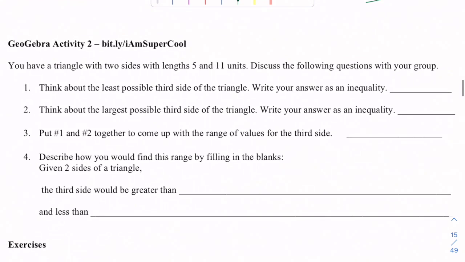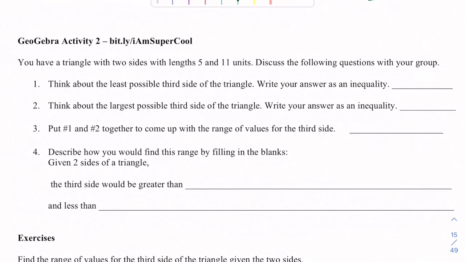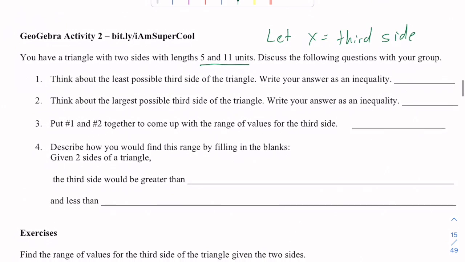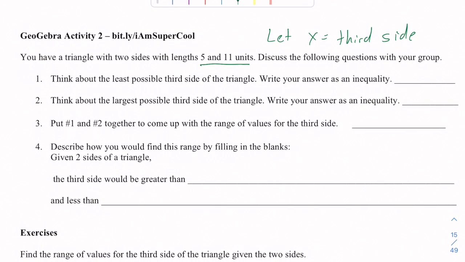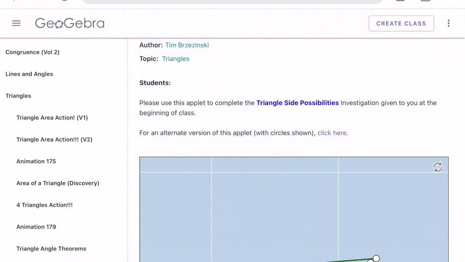So now on the back side, you'll be given only two sides, and you're going to find the third side. We're going to let x equal the third side. So we're going to show you how to see what the third side has to be in order to create a triangle. There's a bit.ly link here you can go to, but I'm just going to show you so you don't have to. Let's set this up with 5 and 11.